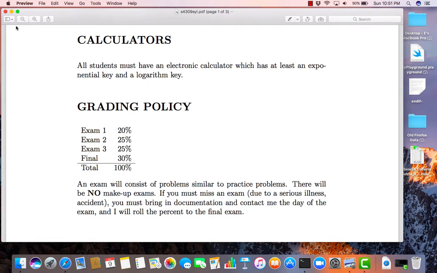No makeup exams. If you miss an exam, and I know things happen, you bring in the documentation, like if you were in a wreck or something. But contact me the day of the exam, and I will roll the percent to the final. Why don't you want to do that? Okay, let's say that you miss exam 2. Something bad happens. Okay, now instead of having a 30% final, you have a 55% final. That's why you don't want to do that.